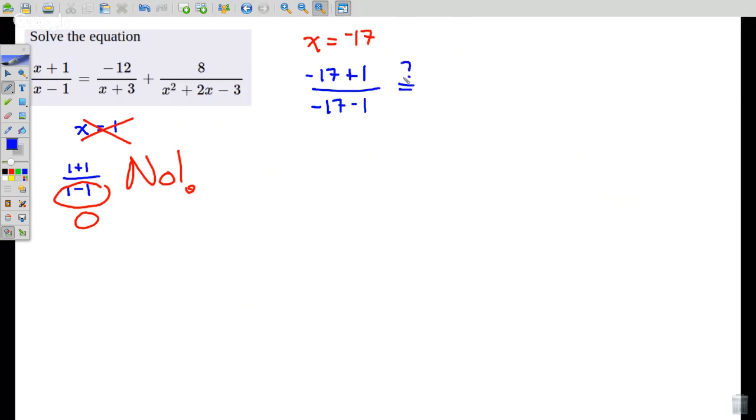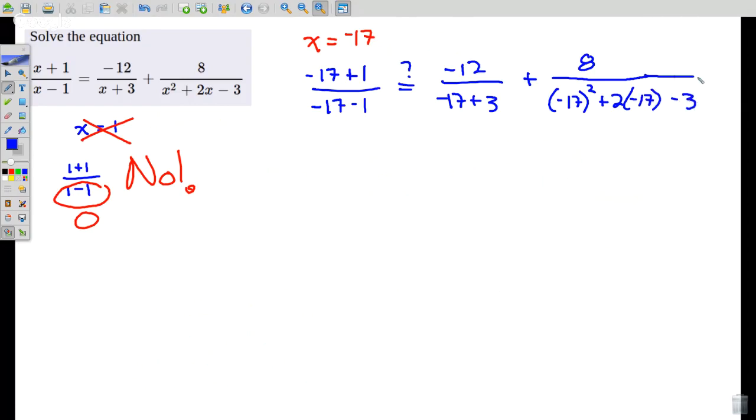And we hope that that is equal to negative 12 over negative 17 plus 3. Plus, now this next one's more complicated, so I'm going to use parentheses when I plug in. Negative 17 squared plus 2 times negative 17 minus 3. I copy that right. x squared plus 2x minus 3. That looks good. All right, so let's do this side first.